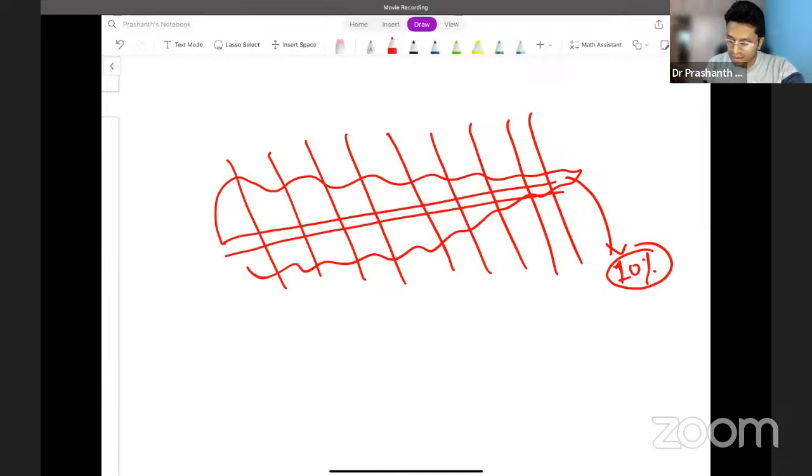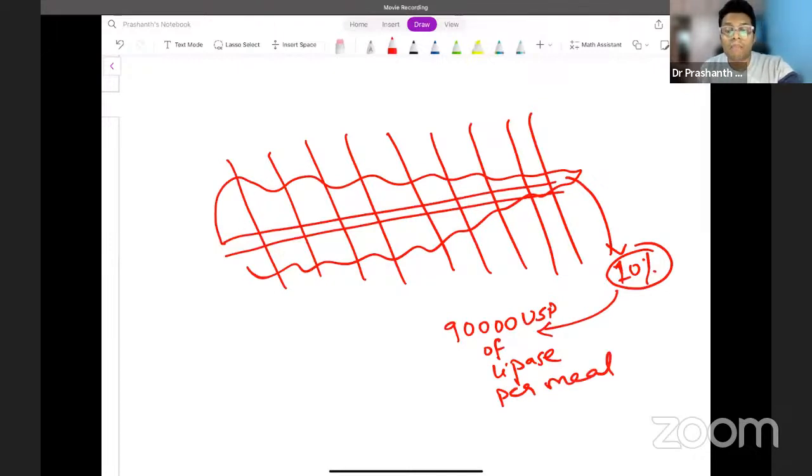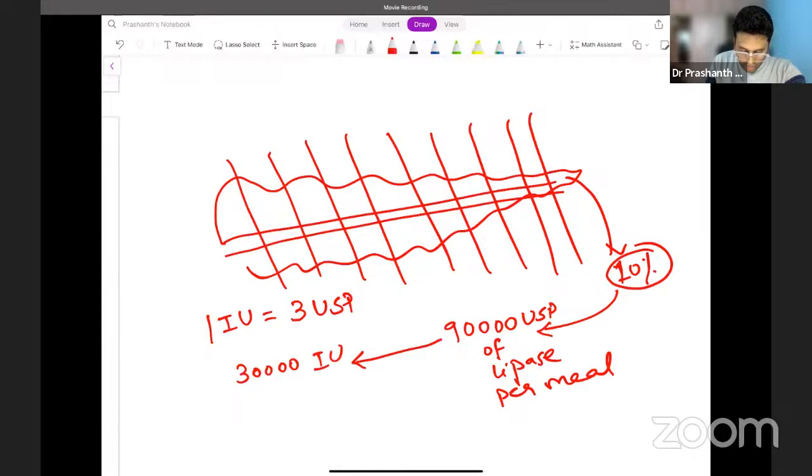Now, what has been told is 10% of the pancreas secretes approximately 90,000 USP of lipase per meal. So this would be the minimum that is needed to prevent steatorrhea in a patient with chronic pancreatitis. In clinical practice, we use a slightly different unit, international units. What you should know is 1 international unit is equal to 3 USP. So this 90,000 USP will correspond to 30,000 international units of lipase per meal that will be needed to prevent steatorrhea. This is important and a question that can be expected.